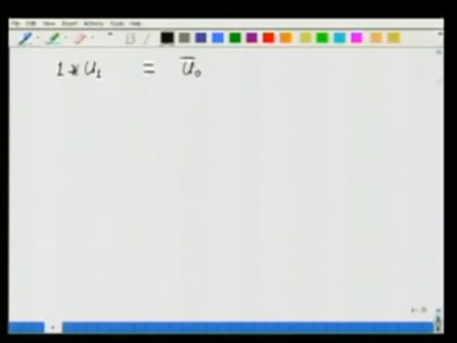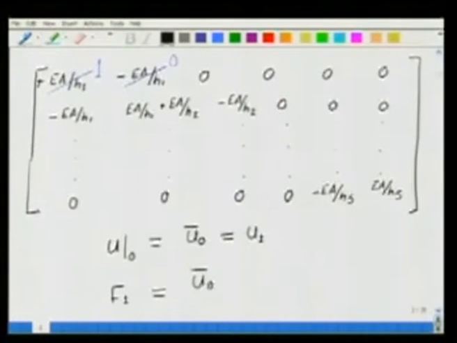So if I go back to my previous equation, you see that in the second equation, this is the entry corresponding to U1, right? Now we know that U1 is equal to U0 bar. So how do we remove this from this side and put it into the known part? Because U1 is equal to U0 bar, which is known. So the idea is very simple.